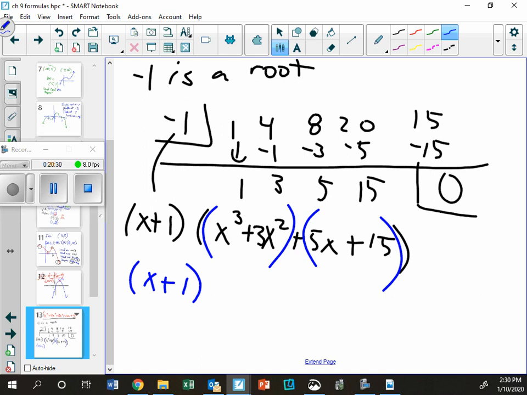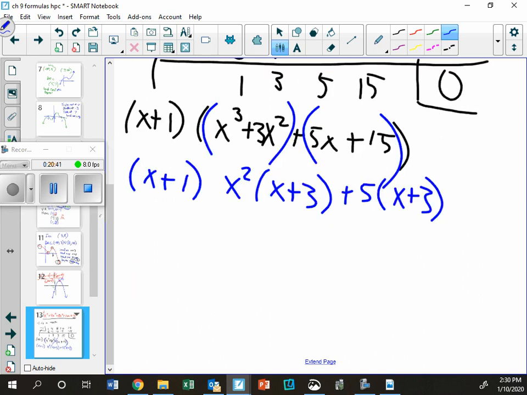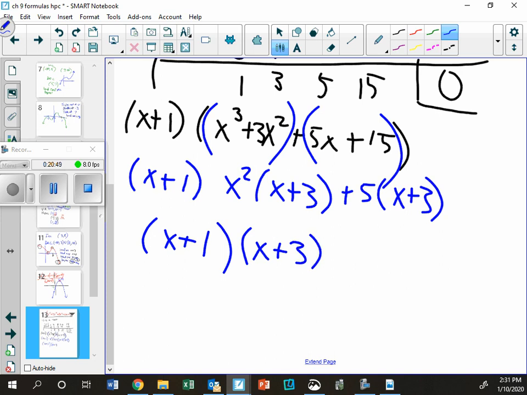All right, x squared, and then x plus 3, and then 5, and then x plus 3, and then the x plus 3 will factor out. And I had one kid say, but Mr. Server, I graphed it, and it touched at -1 and -3. Do you see why? Because look, that's why it actually touched at 2 places.